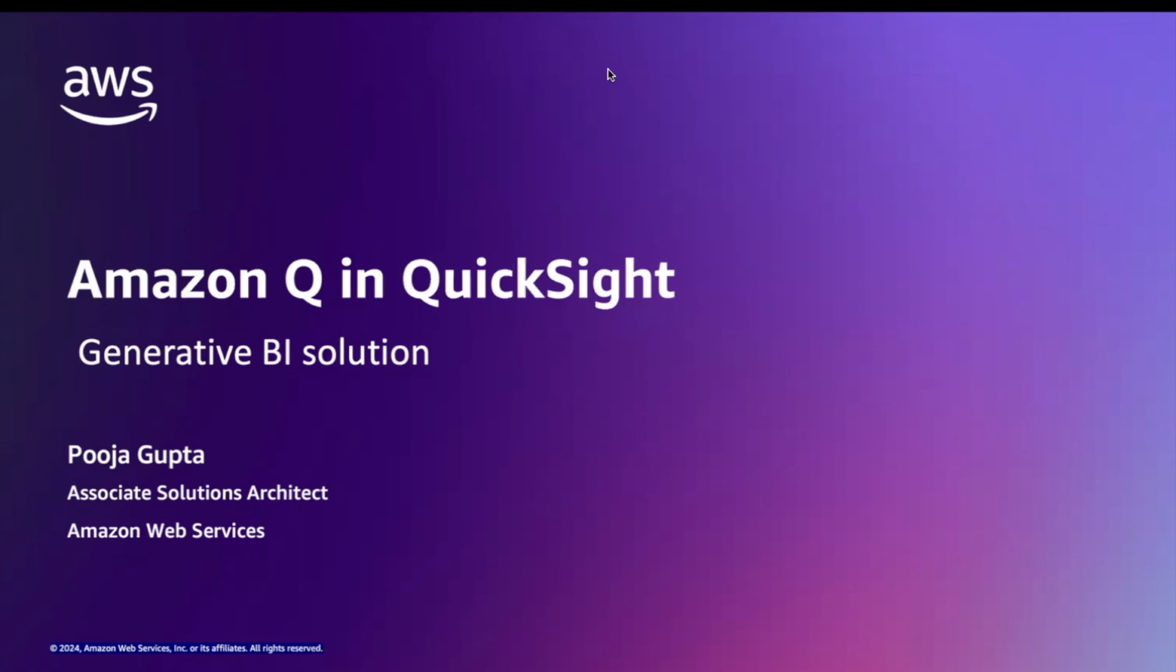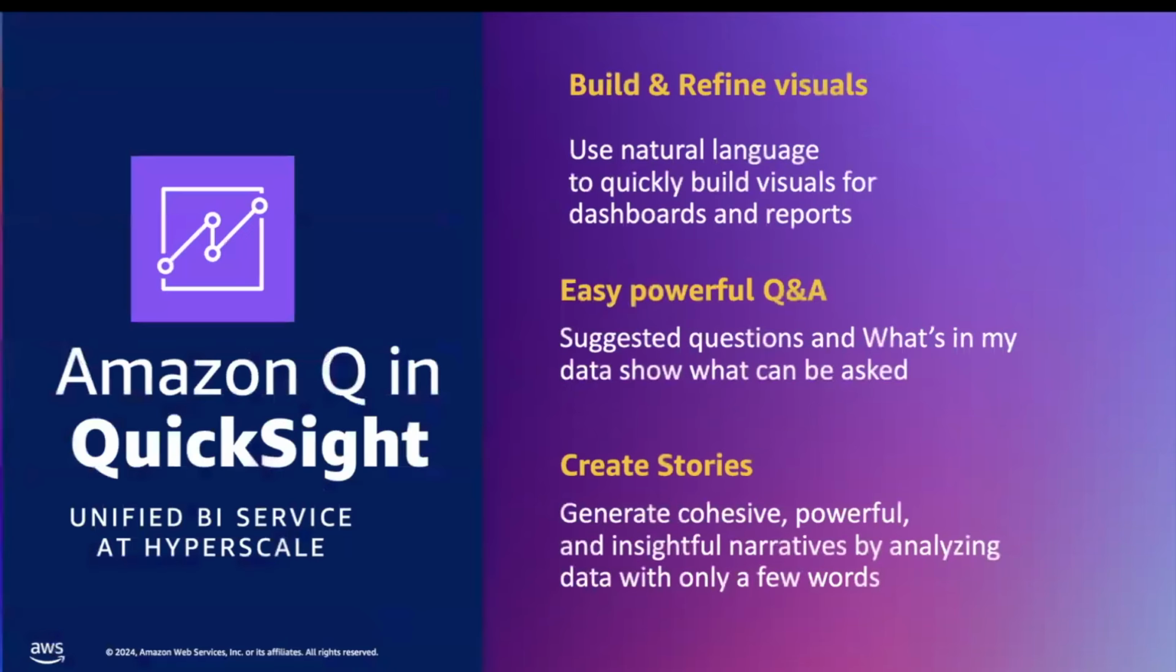Today we are going to talk about Amazon Q in QuickSight. Amazon Q in QuickSight enhances business productivity with generative BI capabilities to accelerate decision making. With the help of QuickSight Q, you can build dashboards in minutes, get actionable insights at your fingertips, and create and share rich data stories. All of this using natural language processing.